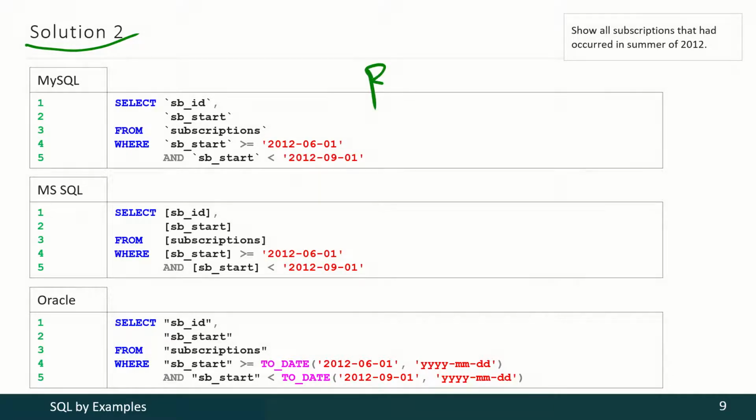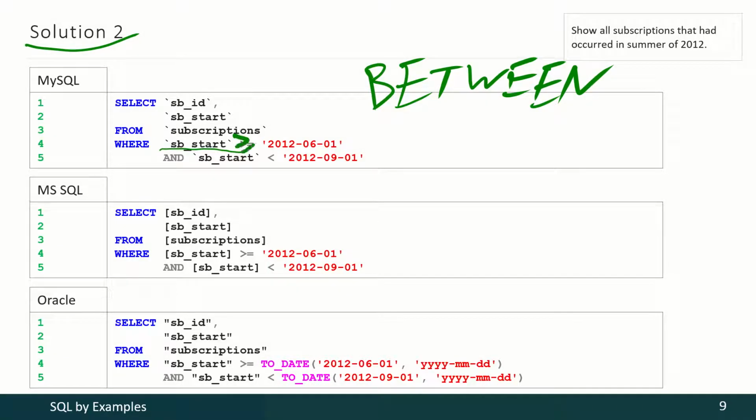Of course, we may use that between syntax here, but we may also use that double inequality. We may use that start date more or equal, and then we use the beginning of the next range, the autumn of that year, and we use less here. Of course, the alternative is less or equal and put the last day of August here, but in some cases, in some DBMSs, such approach may produce an unexpected result.